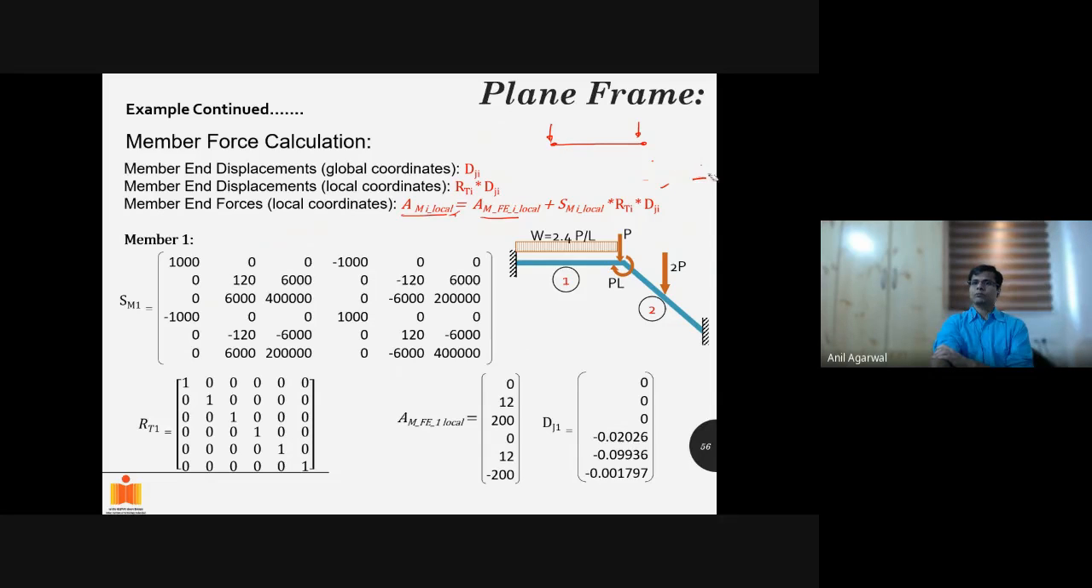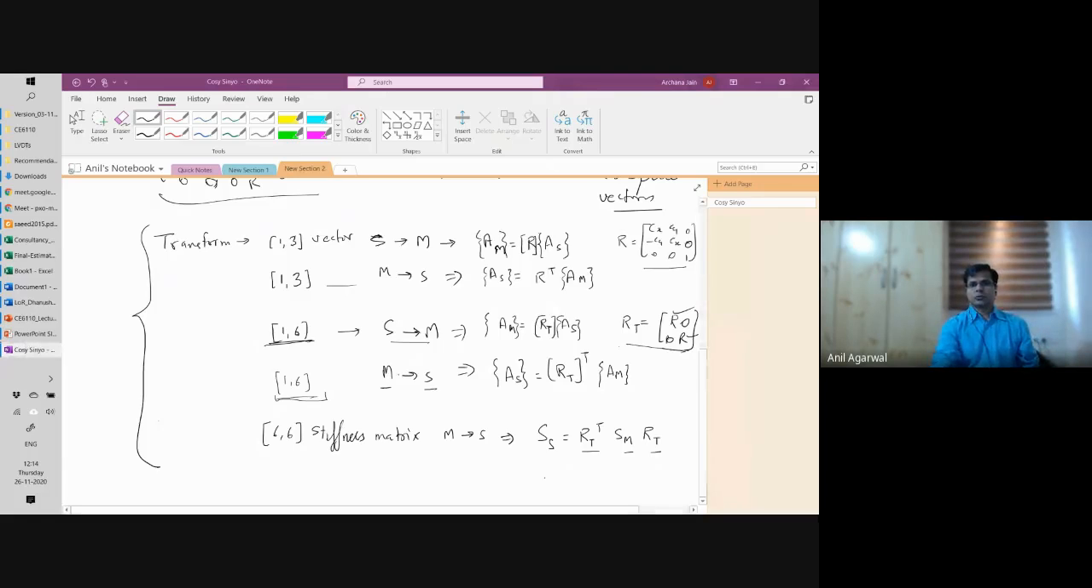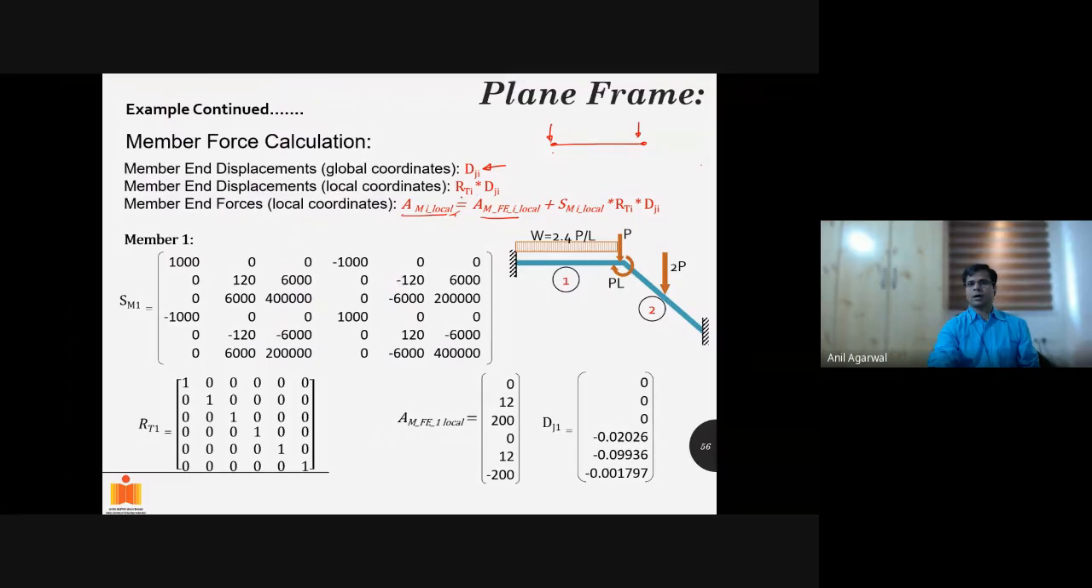But which displacements do we know already? We know displacements in the global coordinate system. For any given member at a time, you have 6 degrees of freedom in a plane frame, 3 here and 3 here, correct? So 6 degrees of freedom. I know some values in the structural or global coordinate system, and I want to know the value in the member coordinate system for a vector that is 6 by 1 in size. All I have to do is pre-multiply with RT. If I pre-multiply with RT of that member, then I will be able to get the displacements in the local coordinate system. This is the displacement in the local coordinate system.